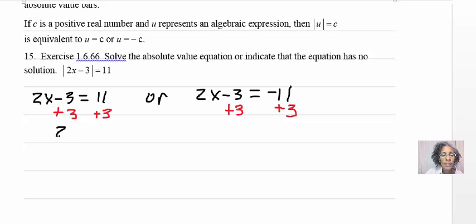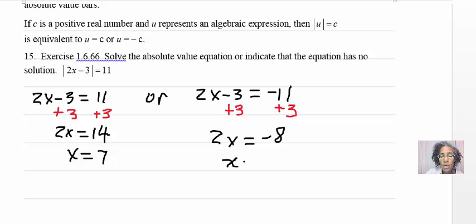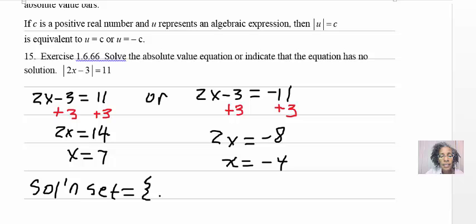For the left equation, that gives me 2x equals 14, which means x equals 7. Here it gives me 2x equals negative 8. If I divide both sides by 2, I get x equals negative 4. So those are my solutions. My solution set is the set containing negative 4 and 7. Only those two values of x will make this true.